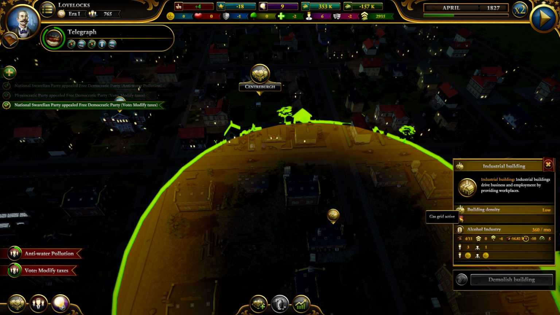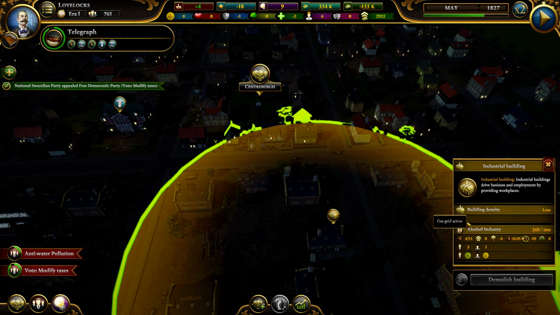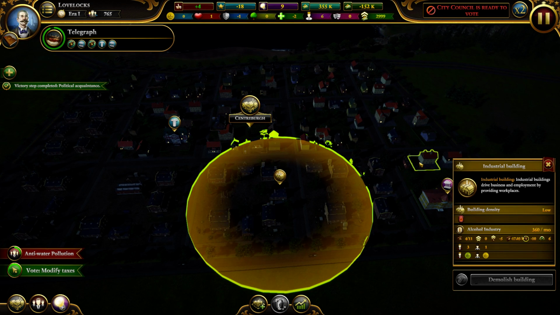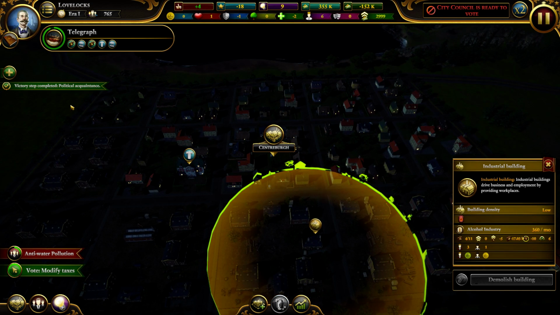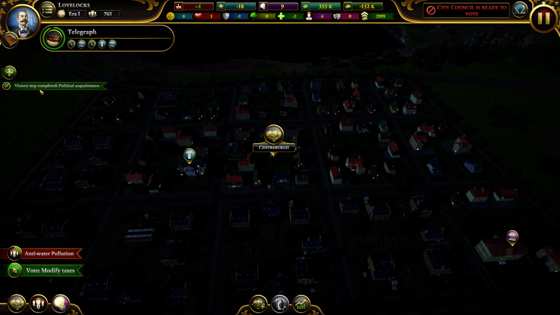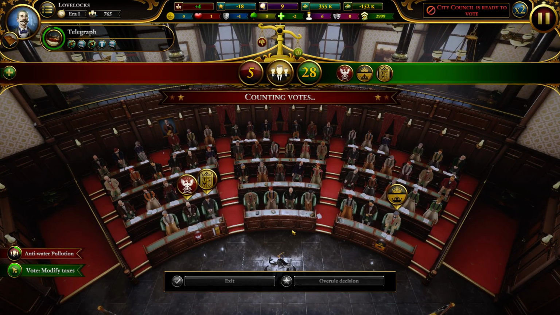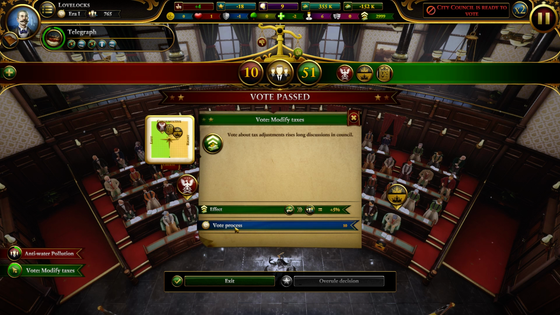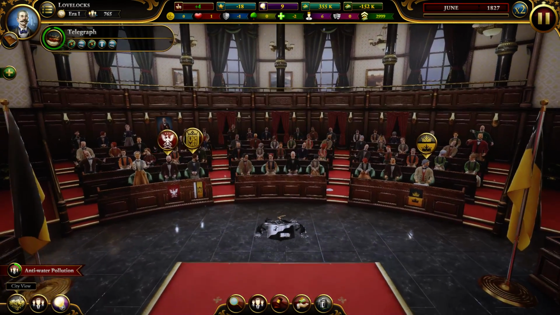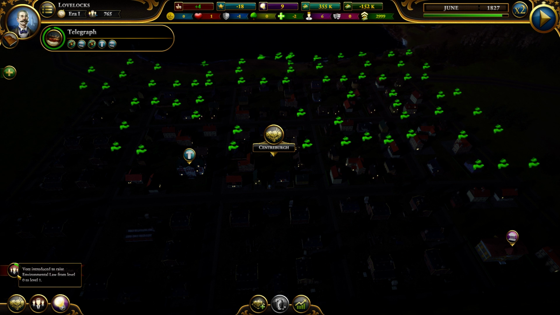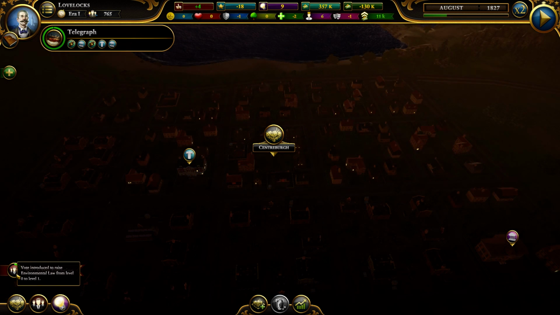Industrial building. Gas grid active. I thought we weren't able to activate the gas grid. Victory step completed. Political acquaintance. I don't know what that means. Okay, let's go. That was fast. Excellent. We've balanced the budget. I'm interested to see how this vote's going to turn out.